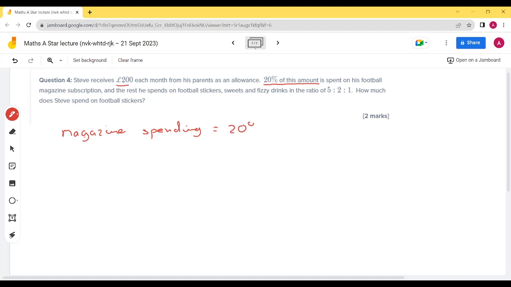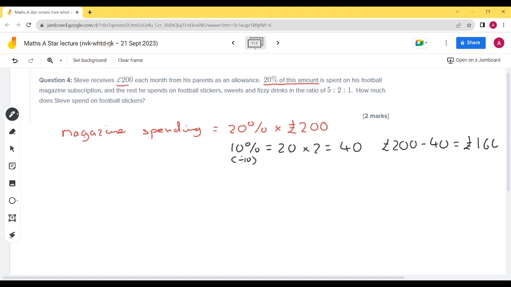equals 20% times 200. Well, hopefully you remember from our percentages class, you can work this out in a couple of ways. You can either divide by 5 or divide by 10 and times by 2. So 10% equals 20, because you just remove a 0 to get 10%. 10% is divide by 10. And then times 2 equals 40. And so the money he had minus the magazine subscription equals £160.